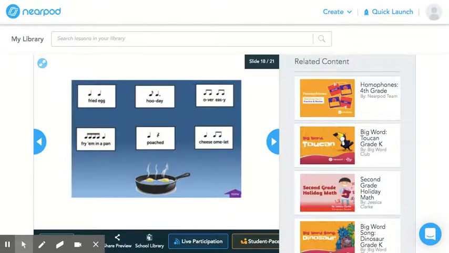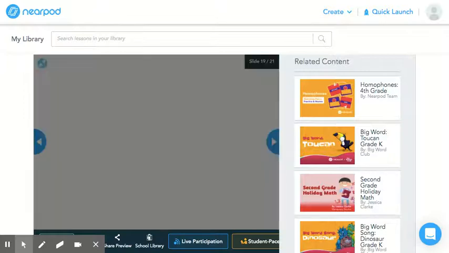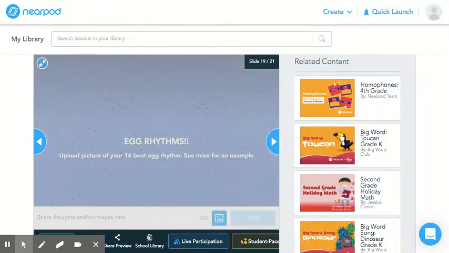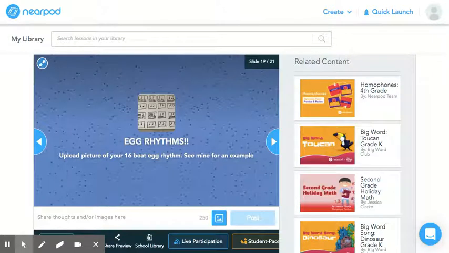And then there are the choices that they can choose from. And they put them together to make their own rhythmic composition. And then I ask them to upload their rhythms, and then they get to look at all of them on the collaboration board there.